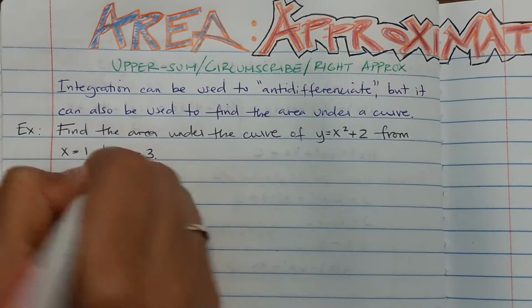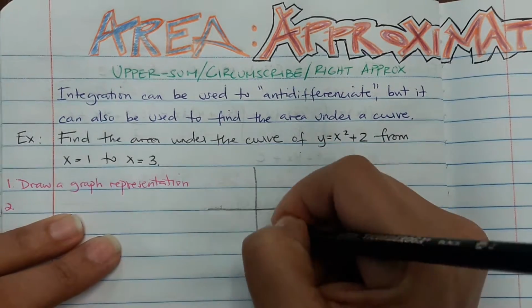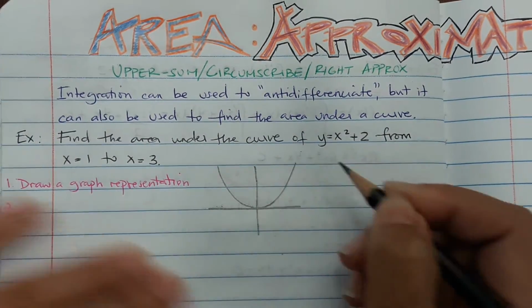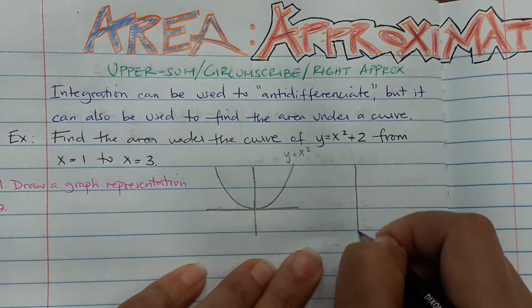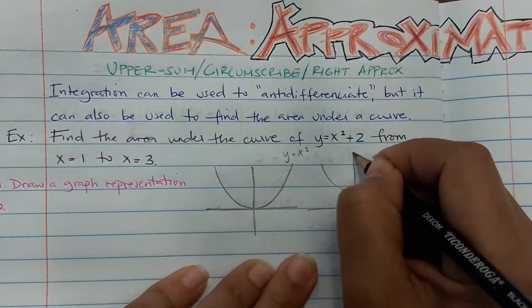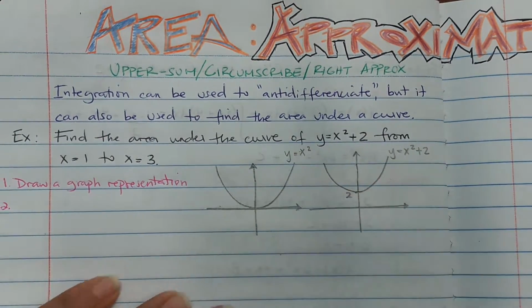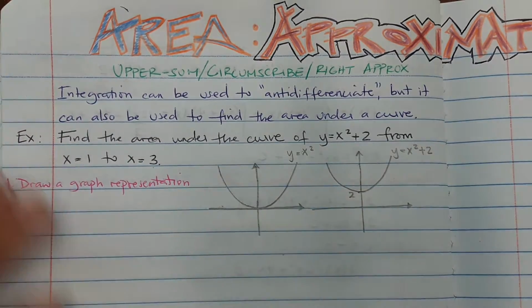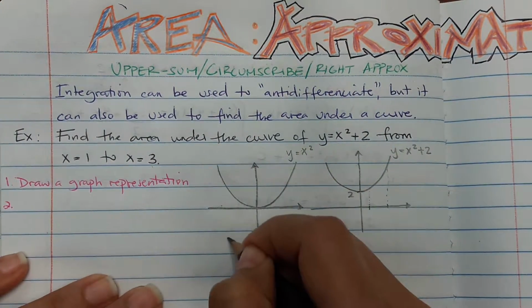Alright, so the very first thing that you're going to do is draw a graph representation of what's happening. So let's go ahead and draw that. Well, this function looks like the parent is x squared. Now what are we going to do to it? We're going to move it up 2, because that's what the plus 2 means. So we're going to move x squared up 2, and that's going to give us x squared plus 2. Alright, now that we have that, it's not the entire curve, it's only from x equals 1 to x equals 3.